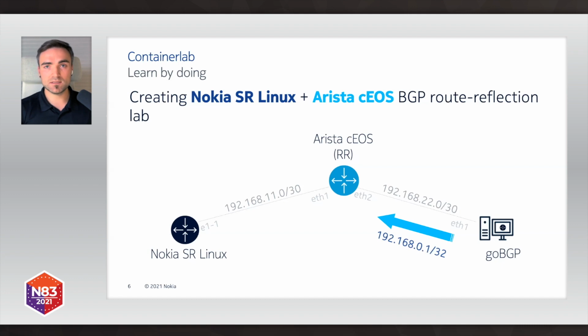The timeline of events will happen like this. GoBGP announces a single route, 192.168.0.1/32, towards its only BGP peer, which is Arista cEOS. Arista will act as a route reflector, and as we now know, it will bridge the gap and propagate the route towards the Nokia SR Linux. And SR Linux will receive this announcement and install it in its routing table. So that is a very simple lab, but it shows you how to create the lab, what the topology syntax is, and how you can leverage different nodes inside the topology.